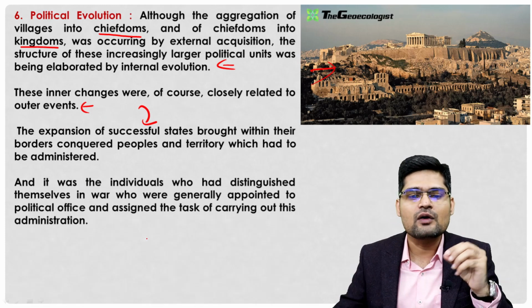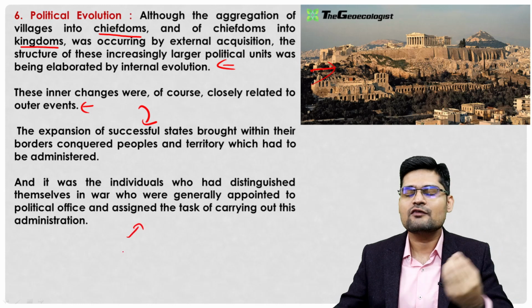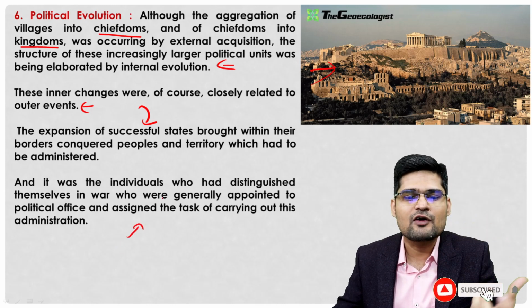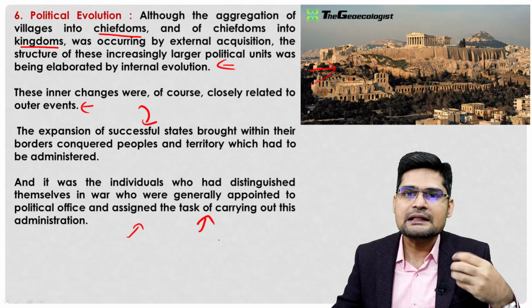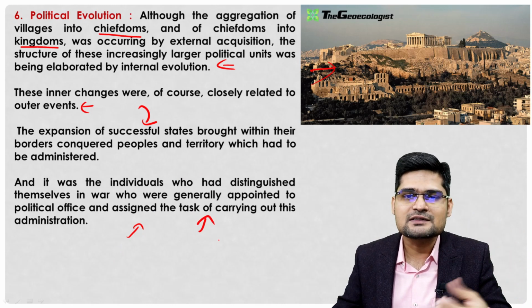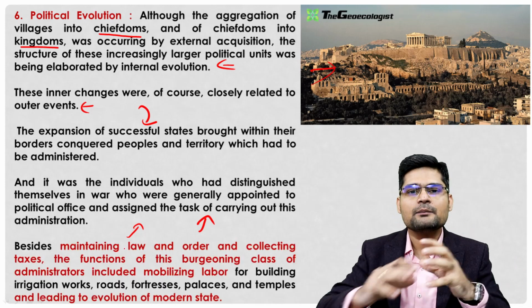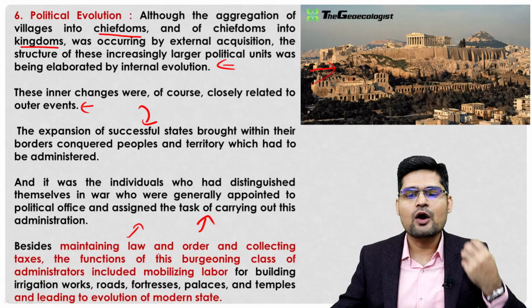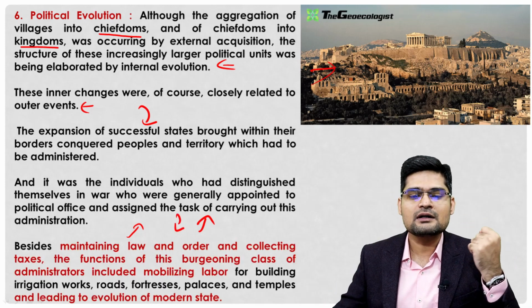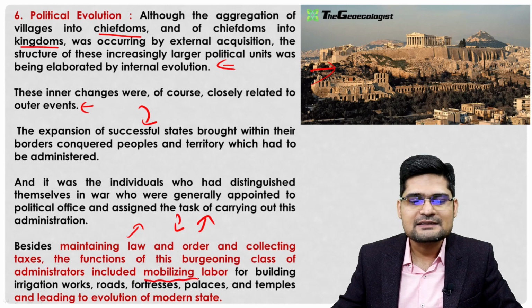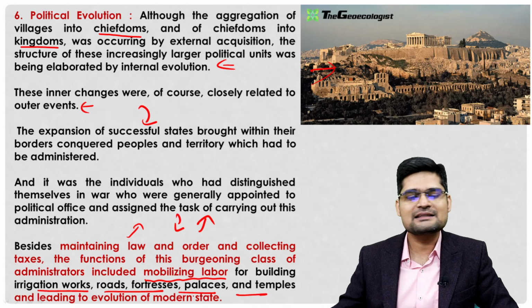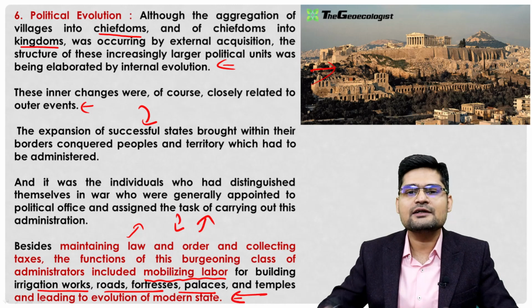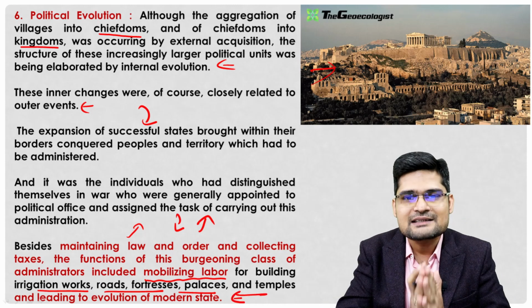So then evolved these modern states that you observe, where the political office, the administrative office, was appointed by people. So people were appointed to powers in terms of administrators, in terms of officers, and then began administrative law, and then further law and order. And this included the mobilization of labor for building irrigation works, roads, fortresses, palaces, temples, and this led to the foundation of the modern state that we are in today.